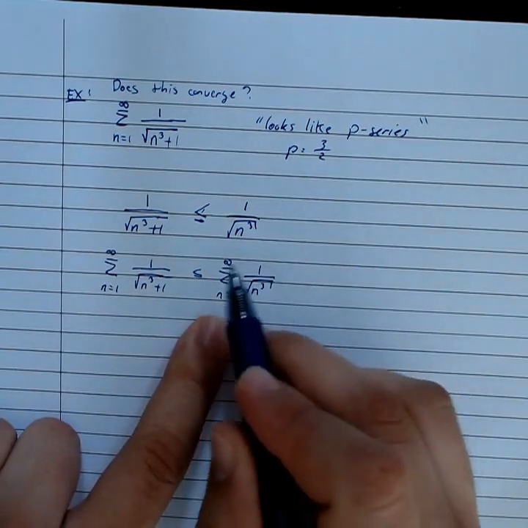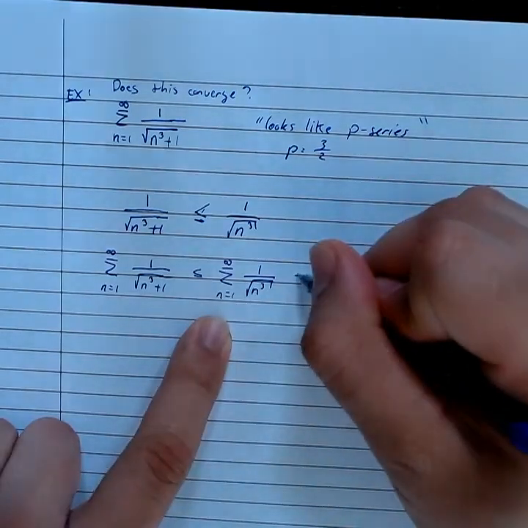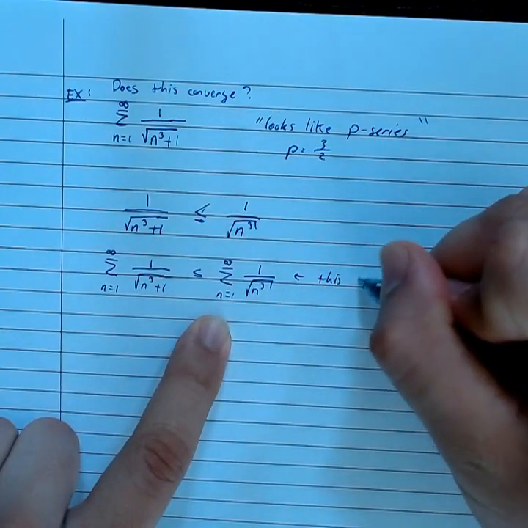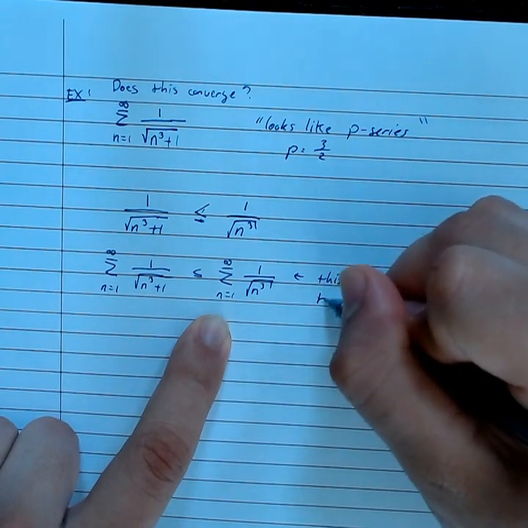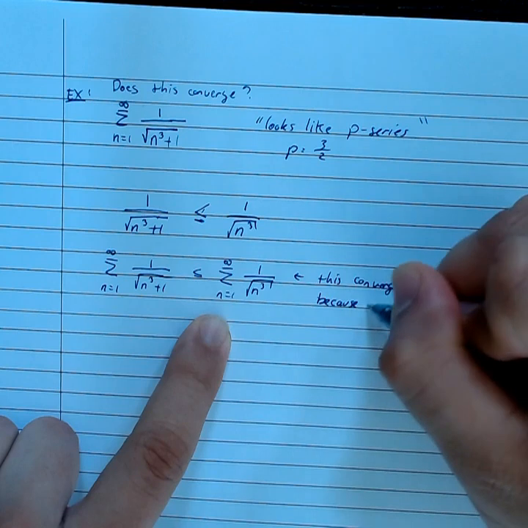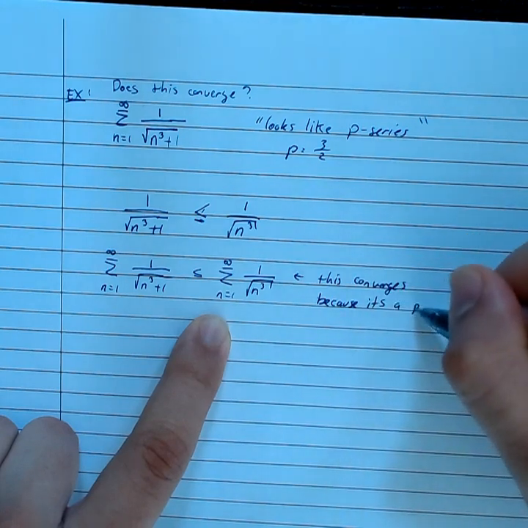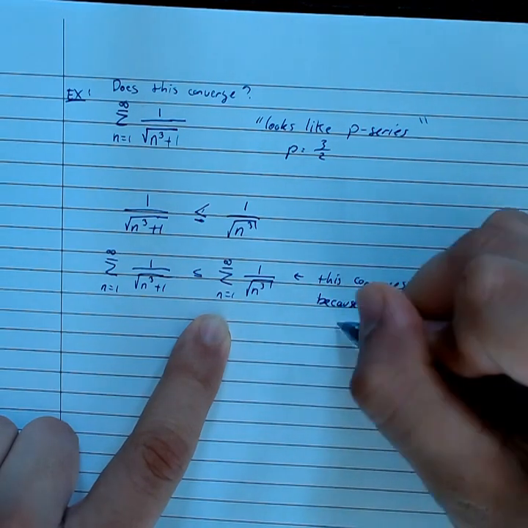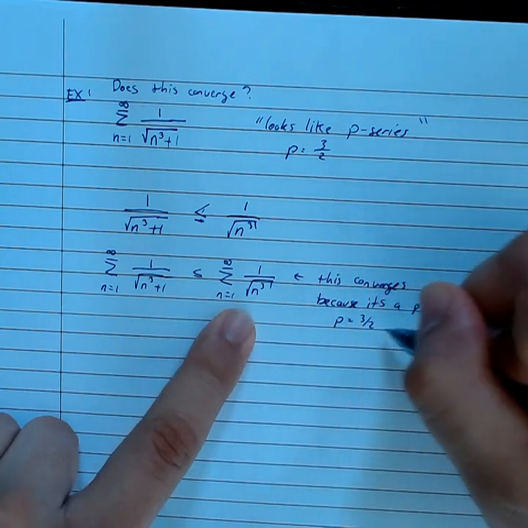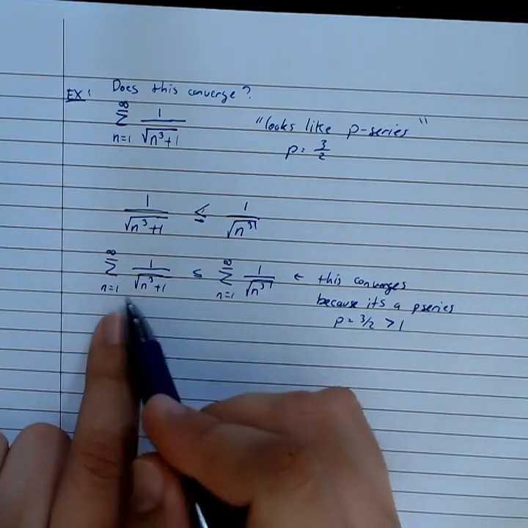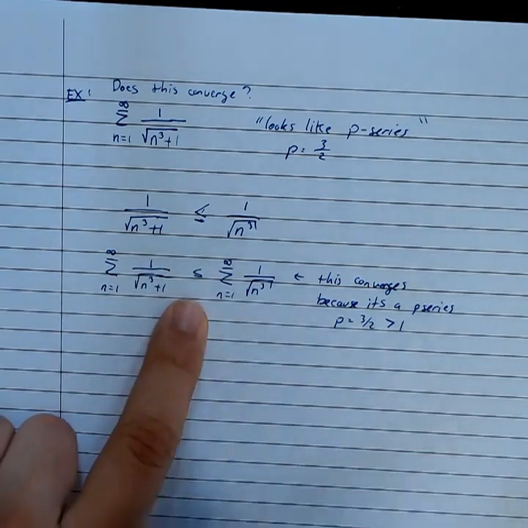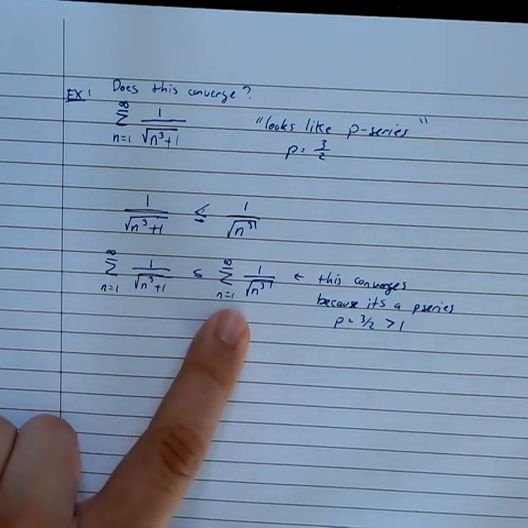Oh, but this I know converges. This converges because it's a p-series with p equal to 3/2, which is certainly greater than 1. Okay, so now this series that I want is less than this series that I know converges.